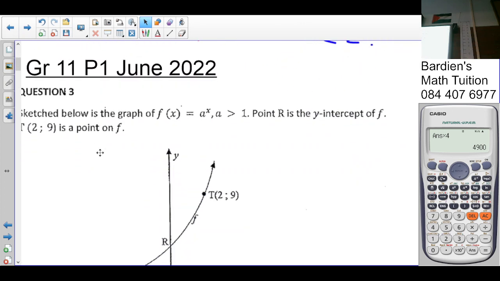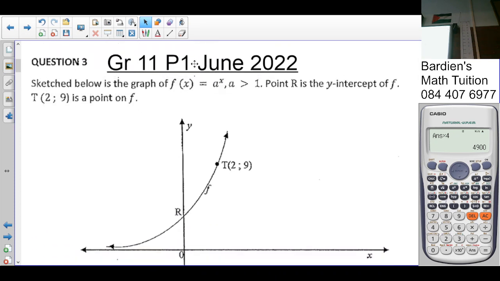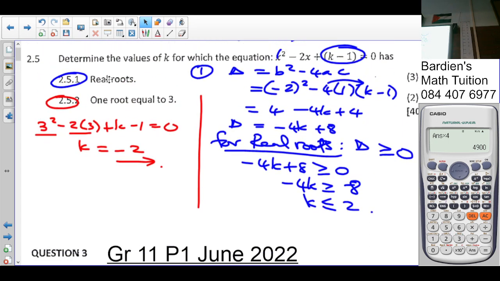Question 3. 2.5.2. It says determine the value of k for which the equation x squared minus 2x plus k minus 1 is equal to 0 has one root equal to 3. What are the roots? The roots are the x values, the solutions to the equation. So what I do is I substitute wherever I see x, I put a 3. So it's going to be 3 squared minus 2 times 3 plus k minus 1 is equal to 0. And I just solve for k.